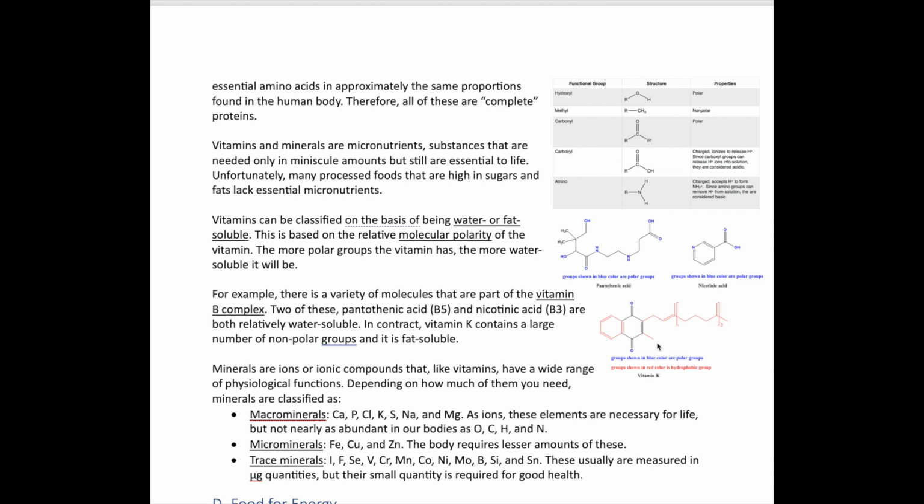Now here though, on the other hand, is vitamin K, where there's only a couple of polar groups, which is the blue ones. The rest of them is just those carbon chains.